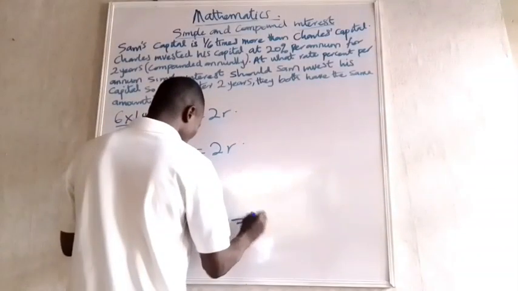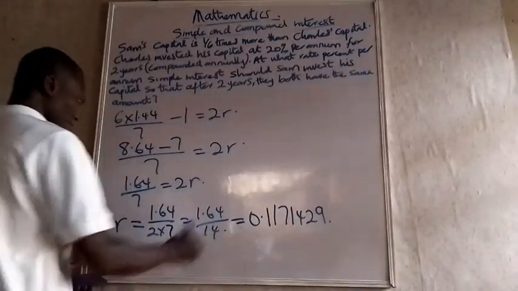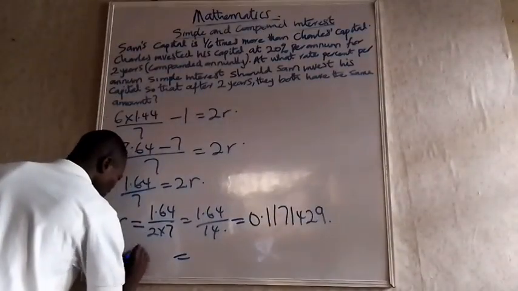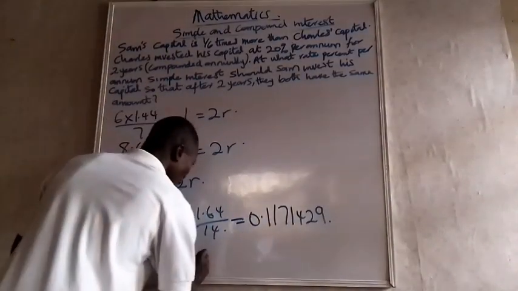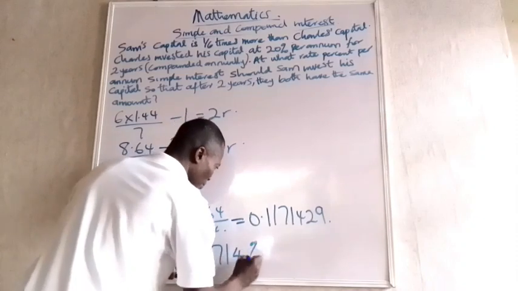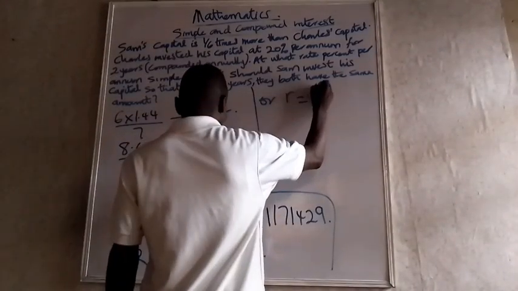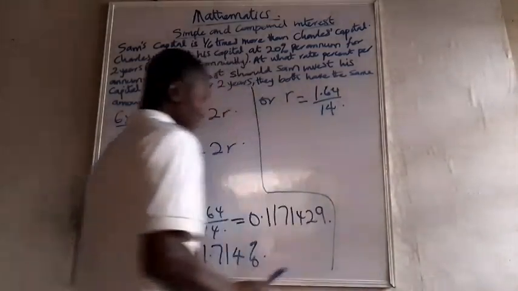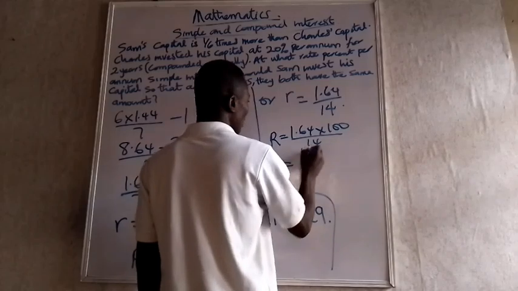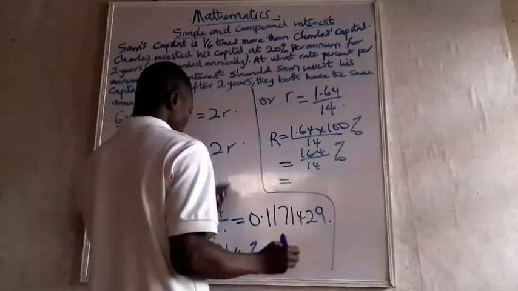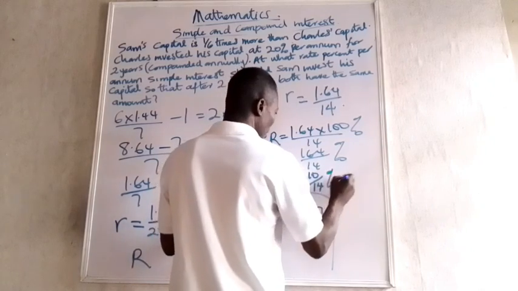And that is giving me 0.117142. Or let me work it out in fraction, because that's how they gave me the answer. So r will be equal to 11.714%. Or if I want to express it as an ordinary fraction, r will be equal to 1.64 divided by 14. So the main r will be 1.64 times 100 over 14, and that is 164 over 14%. So this gives me 11 and 10 over 14%, which is 11 5 over 7.